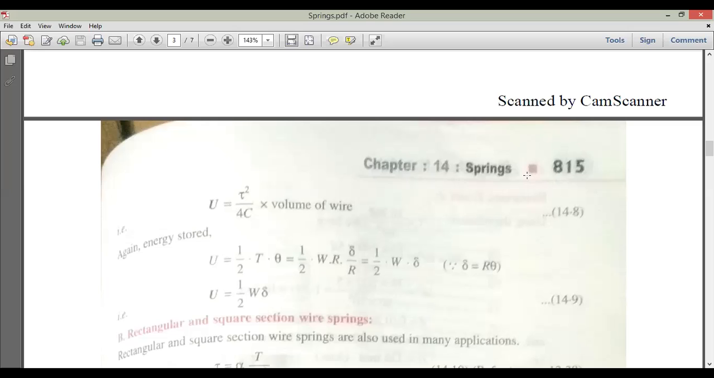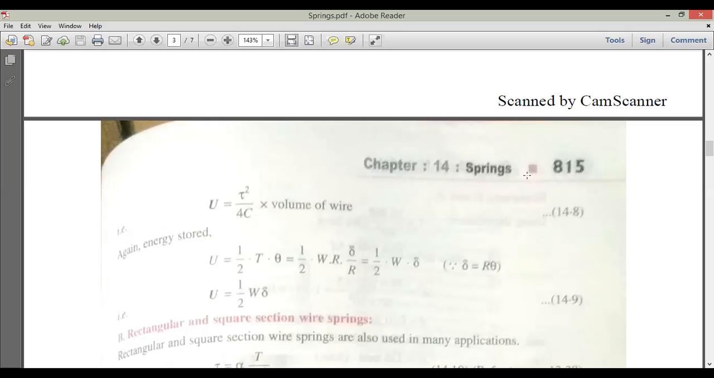As soon as the exerted force is removed, the spring comes to its original position. In the meantime, it stores energy, and this derivation is for storing energy. It can be given as U equals tau square by 4C into wire volume. Energy stored is also half into T into theta, by another equation. T is the torsion, and theta is the angle of twist.